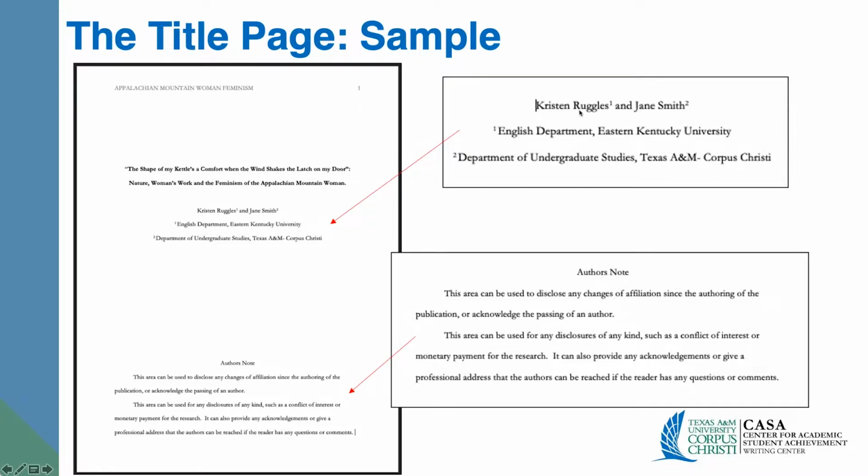So as you can see, author 1 is from the English department at Eastern Kentucky University, but author 2 comes from the Department of Undergraduate Studies at Texas A&M Corpus Christi. Next you have the author's note.